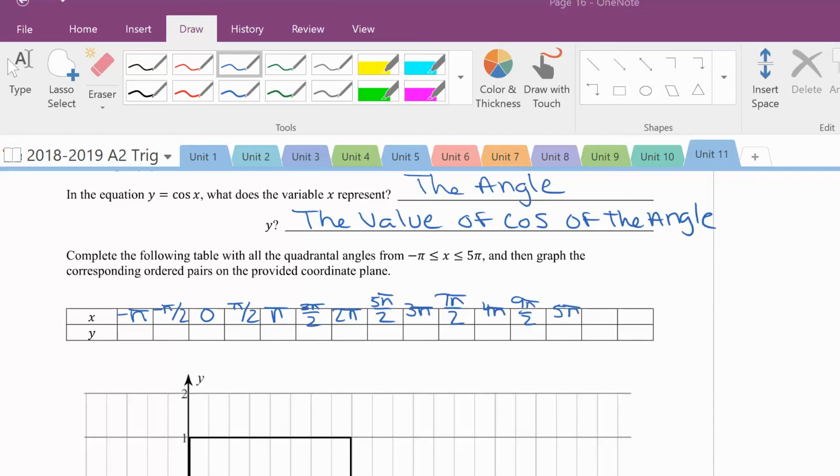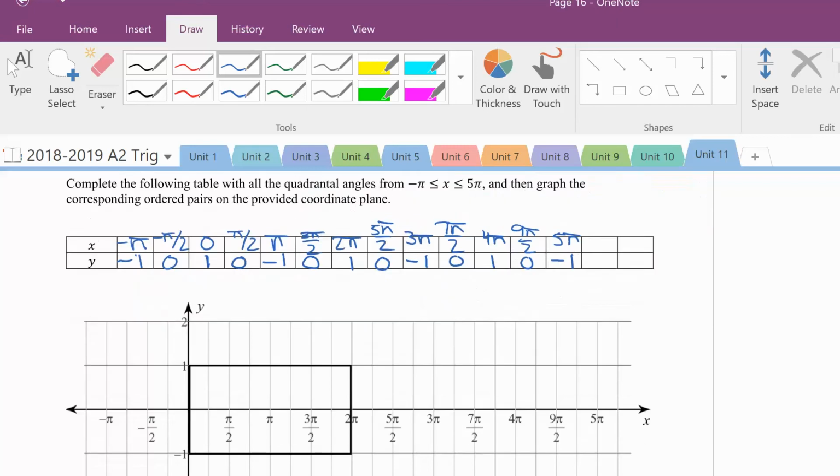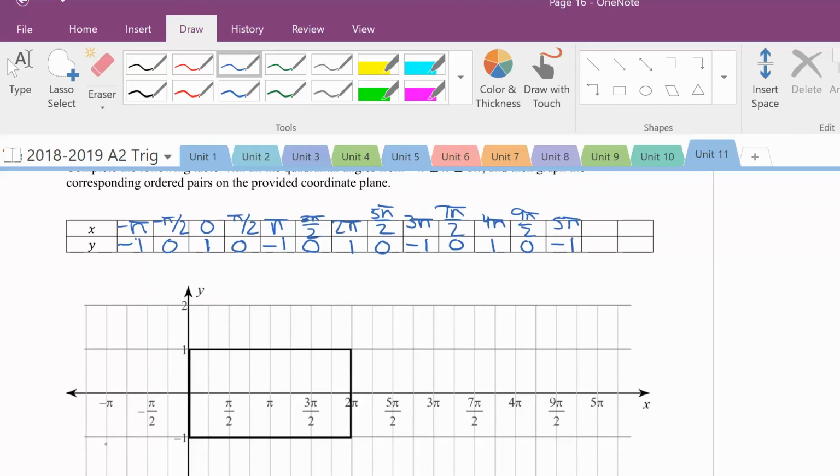So I went ahead and filled it in. Negative pi, the cosine is negative 1. Negative pi over 2, the cosine is 0. 0, the cosine is 1. Pi over 2, 0. Pi, negative 1. Then 0, 1, 0, negative 1, 0, 1, 0, negative 1. So when you graph, negative pi, the cosine is negative 1. We'll put the points down.